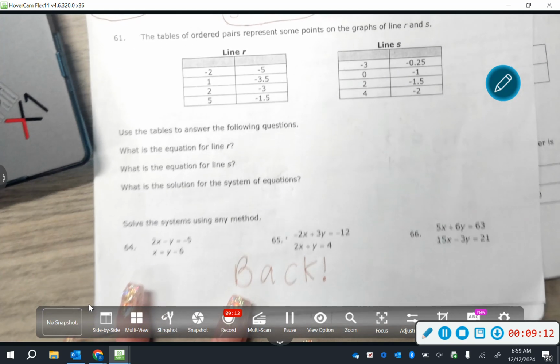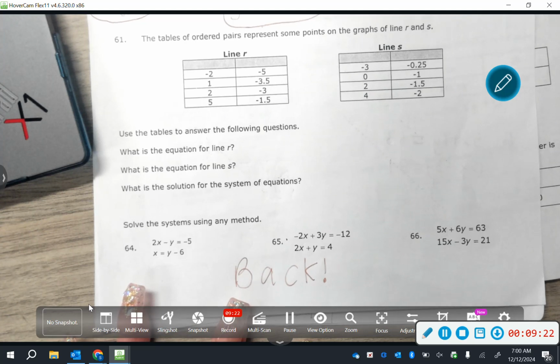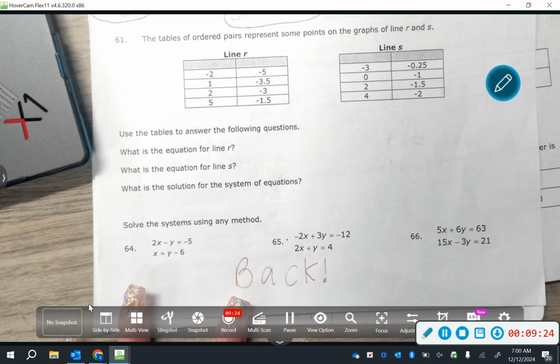For number 61, it says the table of ordered pairs represents the points on the graphs of R and S. Use the tables to answer the following questions. What's the equation for R? What's the equation for S? And what's the solution for these?